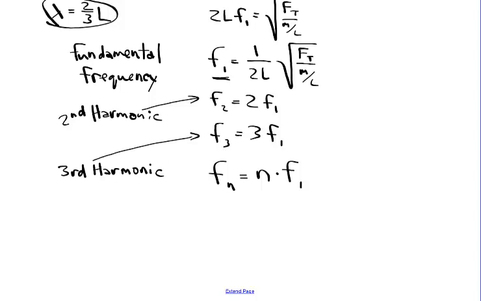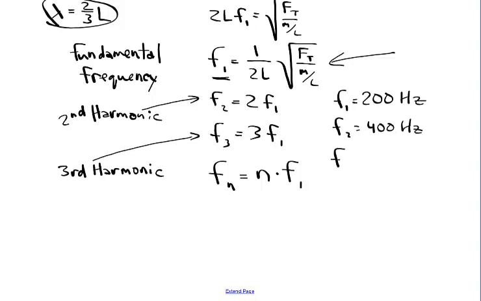Now, this pattern holds for all strings. So once you find this first frequency using this formula, you can find all the frequencies that come after that very simply by multiplying them by 2, 3, and so forth and so on. An example would be if F1 was 200 hertz, then F2 would be 400 hertz, F3 would be 600 hertz, and say F10 would be 10 times 200 hertz or 2000 hertz. So you get the idea. It's actually pretty easy once you get the first fundamental frequency.